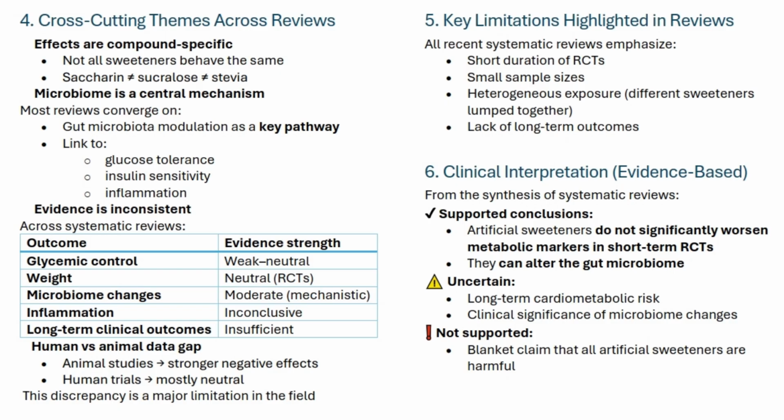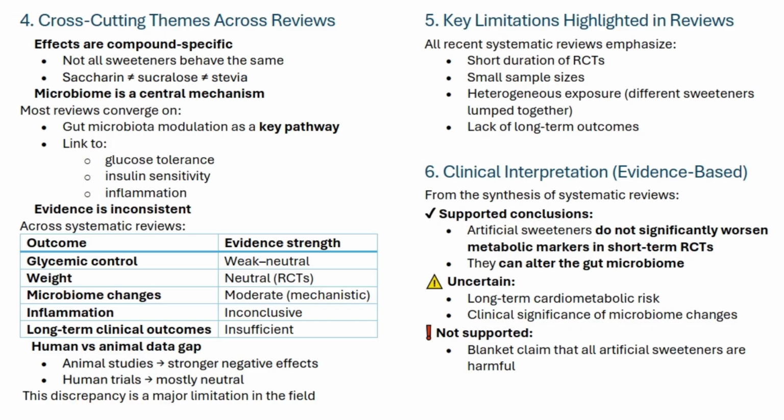Cross-cutting themes across various reviews highlight that the effects of sweeteners are compound-specific, meaning that different sweeteners do not behave uniformly. Notably, saccharin, sucralose, and stevia exhibit distinct effects. A central mechanism identified in most reviews is the modulation of gut microbiota, which is linked to glucose tolerance, insulin sensitivity, and inflammation. However, the evidence regarding these outcomes is inconsistent. For instance, the strength of evidence for glycemic control is categorized as weak to neutral, while weight outcomes from randomized controlled trials are deemed neutral.